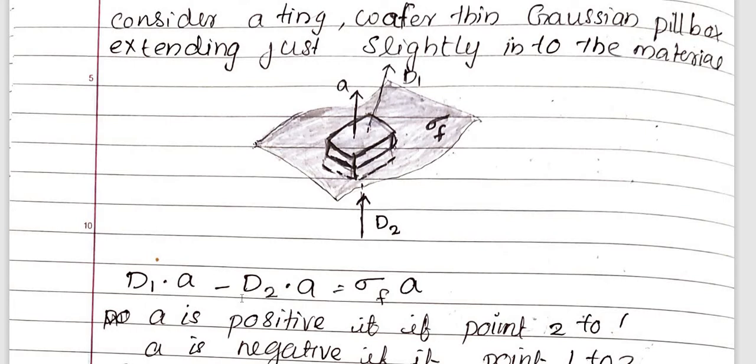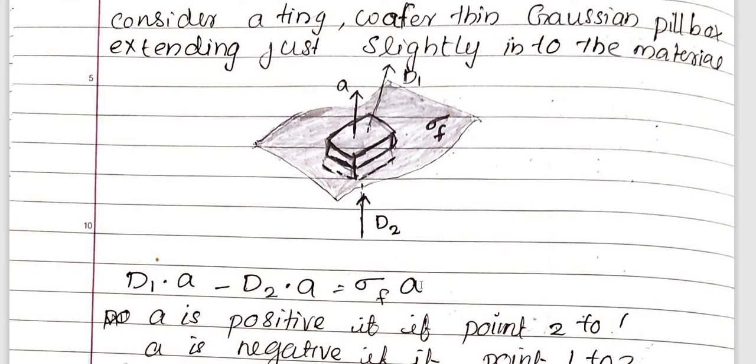This is in the upper surface, and minus D2 dot a in the lower surface, because the area vector is always normal to the surface. In the upper surface it is in this direction, and in the lower surface the area vector is in the reverse direction, so there comes a minus sign. So D1 dot a minus D2 dot a is equal to sigma f into a.